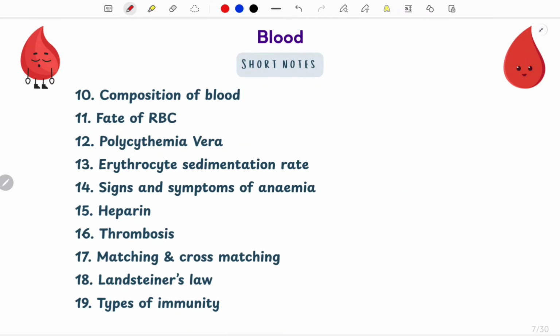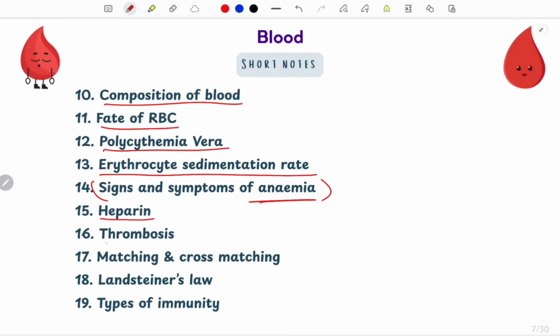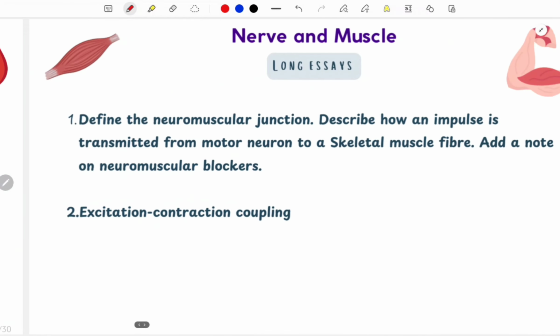Some other questions like composition of blood, fate of RBC, polycythemia vera, erythrocyte sedimentation rate, signs and symptoms of anemia. Again, this was a question in past year of one university question paper. Then about heparin, thrombosis, matching and cross-matching was also there, Landsteiner's law, and types of immunity, both active and passive. Either of them can be asked separately.